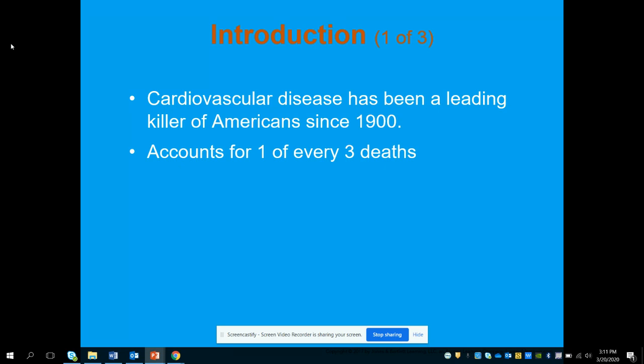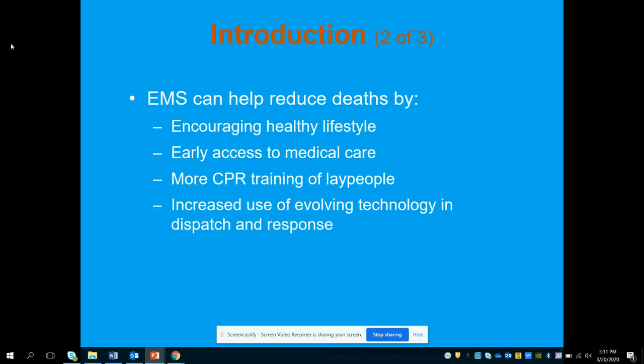for 1 of every 3 deaths. We can help reduce this by helping to encourage healthy lifestyles, having early access to medical care, so encouraging people to follow up with regular doctors and not waiting until things are emergencies, having more CPR training of lay people, so that means bystanders as far as looking at sidewalk CPR, hands-only CPR, early access to AEDs in public places is definitely something for us to think about too.